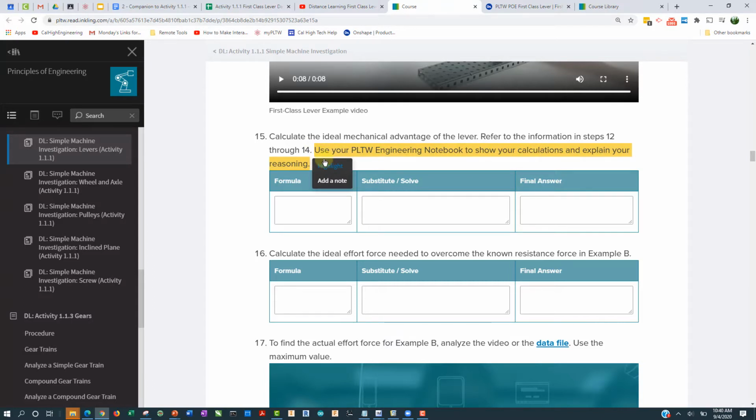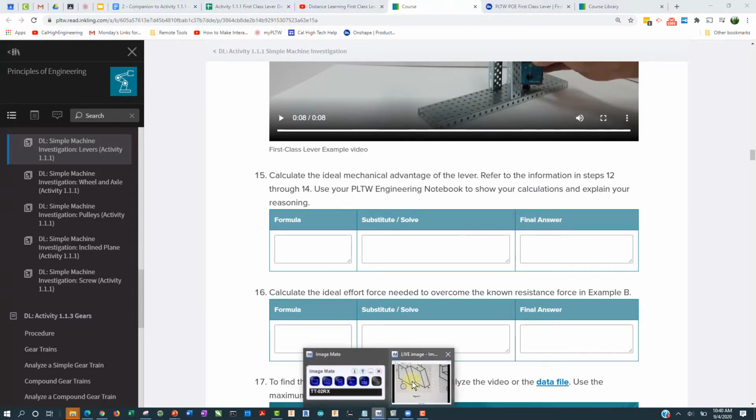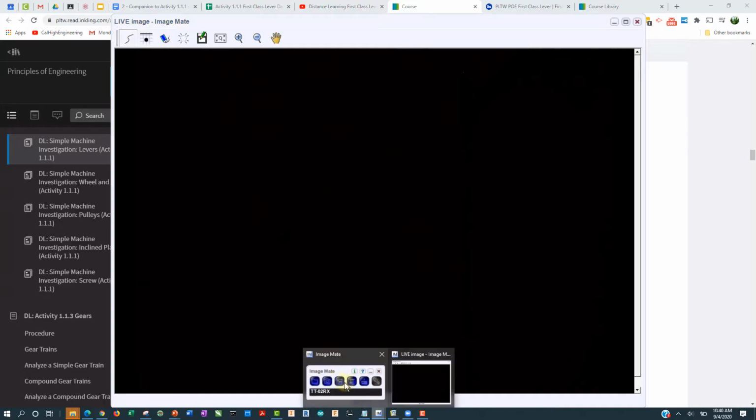And why don't we do that right now? Let's see, what are they asking for? Calculate the ideal mechanical advantage of the lever. Well, if we want to do that, let's go ahead and write a few things down.